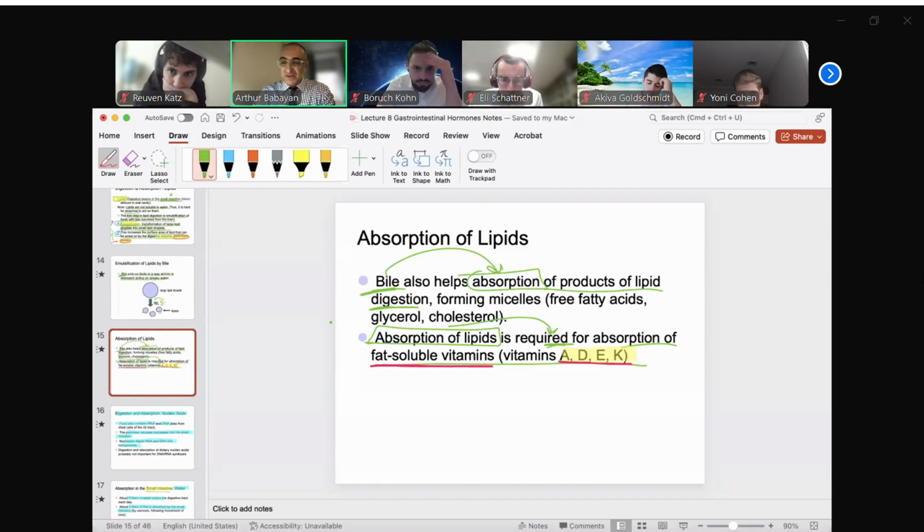Bile also helps absorption of the products of lipid digestion, forming some of the smaller molecules, which will be free fatty acid and glycerol. Absorption of the lipids is required for absorption of the fat-soluble vitamins. Which group of vitamins? A, D, E, K.